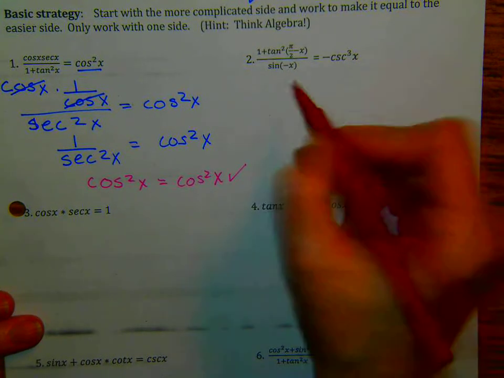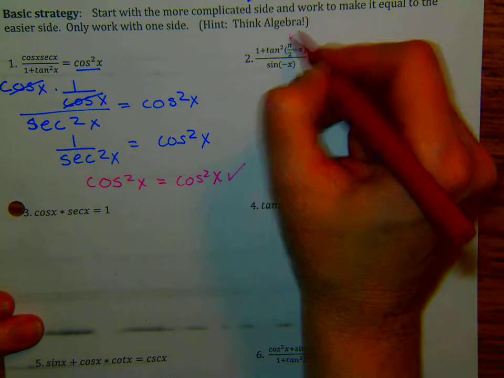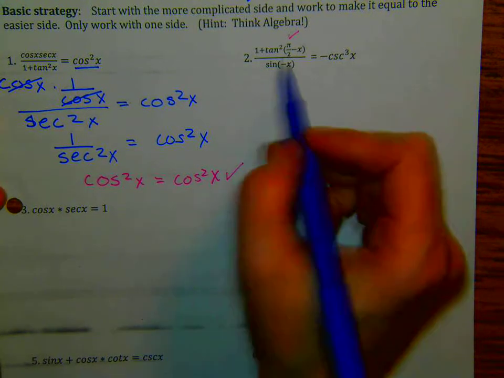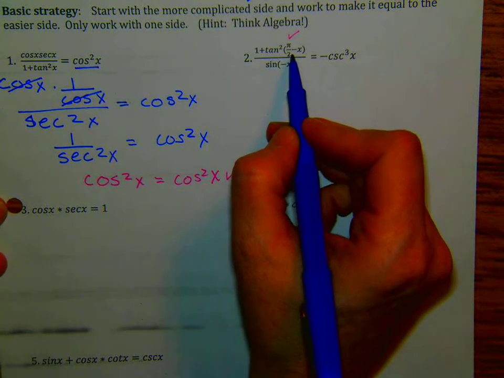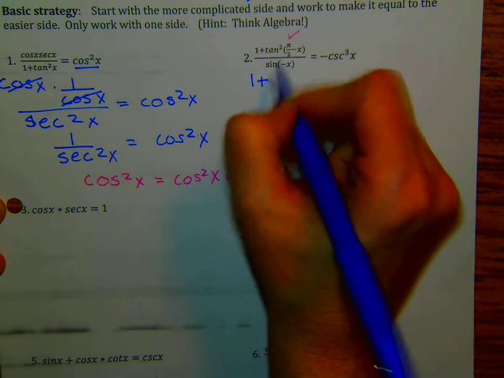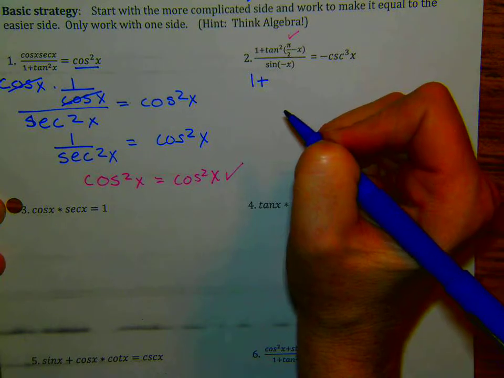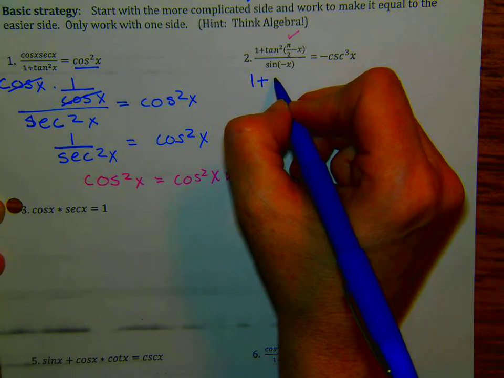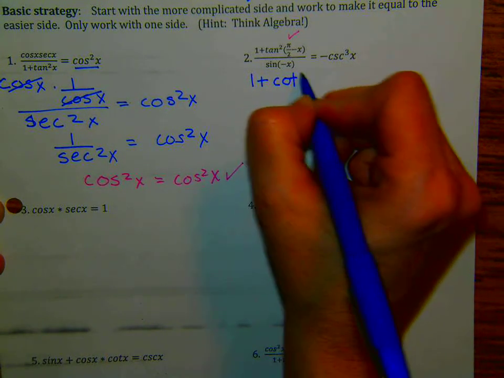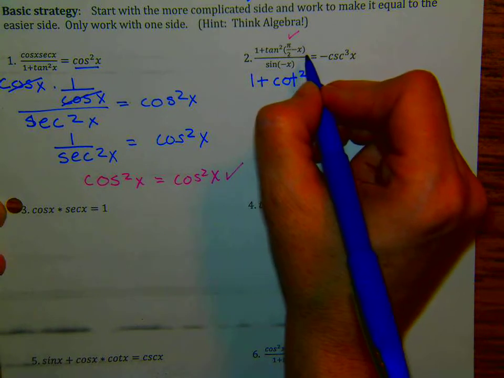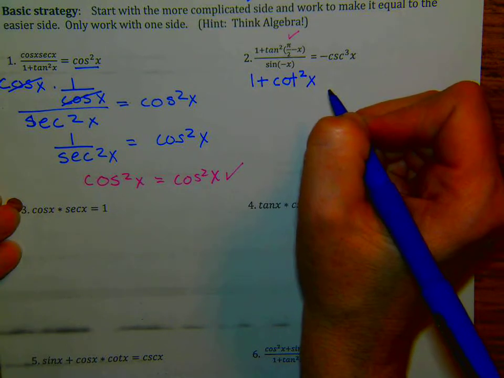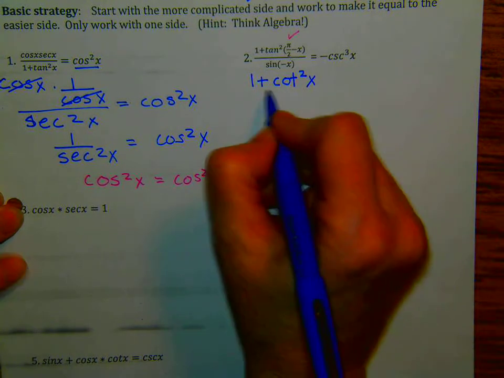Well, obviously the left side is more complicated, so we will work with that side. We're not going to touch the right side. Now, what are we going to do first? We know that this is a cofunction identity, so we're going to start with that. We're going to say 1 plus, what is this? The cofunction identity says this is simply the cotangent squared of x. That's what the cofunction identity says. So we leave that as it is over.